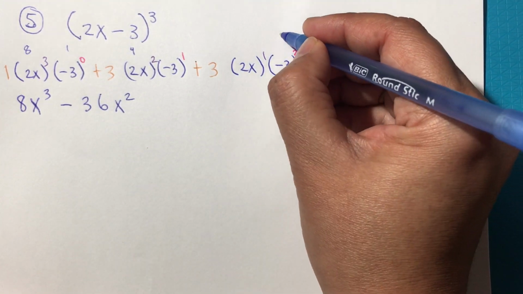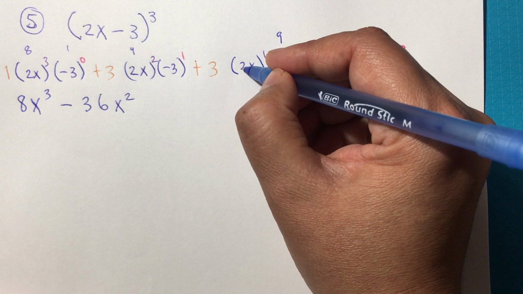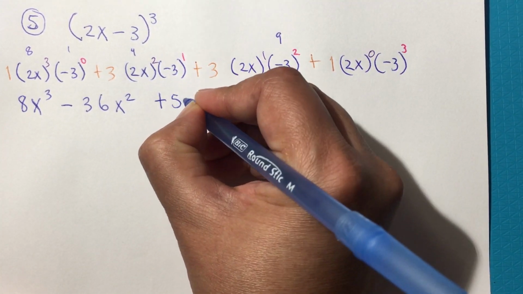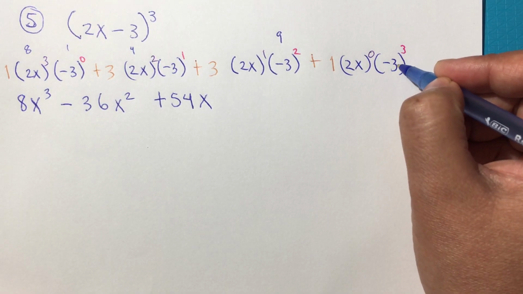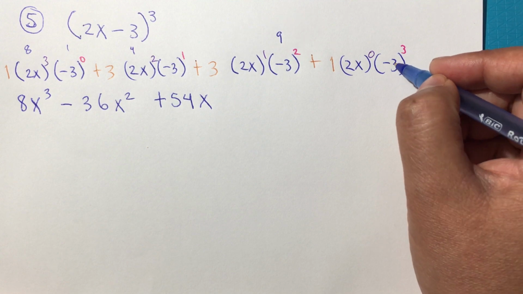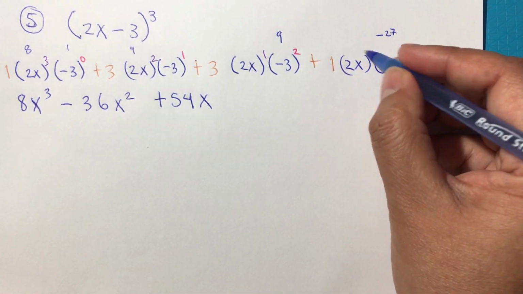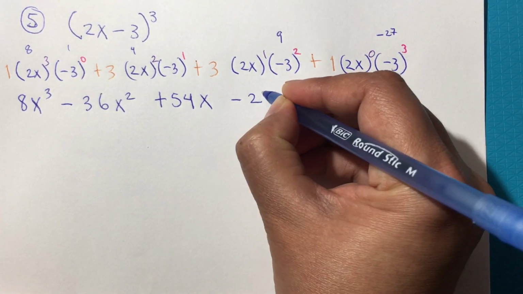Negative 3 squared is 9. 9 times 2 is 18. Times 3 is 54, and it's positive. And we only have x. Negative 3 to the third power is negative 3 times negative 3 times negative 3 is negative 27. This is just 1, so 1 times negative 27 is negative 27.